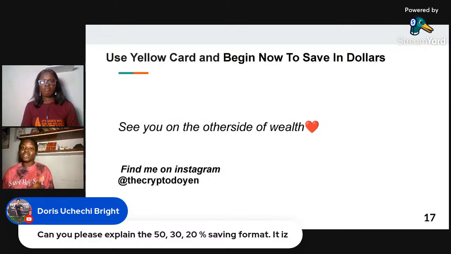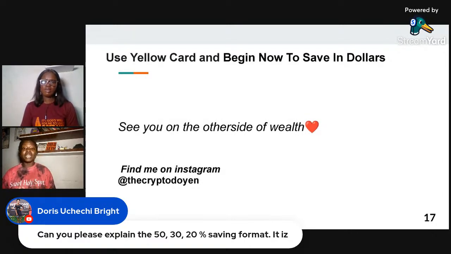Now that you've learned how to save in dollars, you have a platform. You can just take it, send it to your Yellow Card account, and convert it to dollars, and you're good to go. And then the 30% is for your needs, right? Your daily needs. You need to pay transport to work, where you're going to. You need to buy fuel for your generator. You need to buy gas for your gas cylinder. For your daily needs, you use 30% for it.